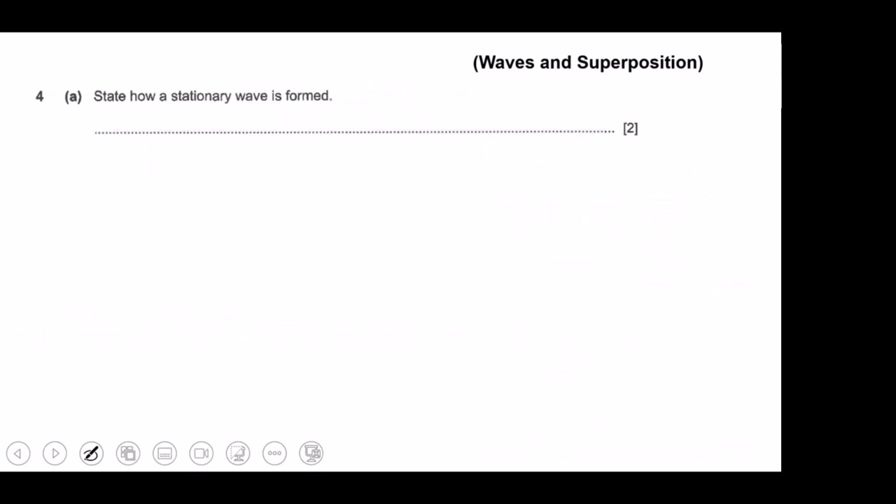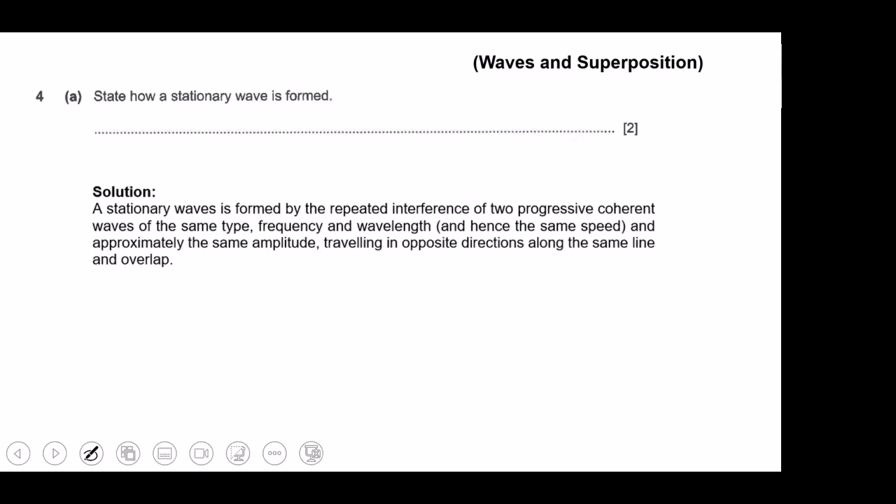Okay, question 4. Question 4 talks about a wave and superposition. Okay, state how a wave is formed. A stationary wave is formed by the repeated interference of two progressive coherent waves: same type, same nature, same frequency, same wavelength, same speed. They should have about the same amplitude and they travel in opposite directions, right? So that they overlap, they interfere.